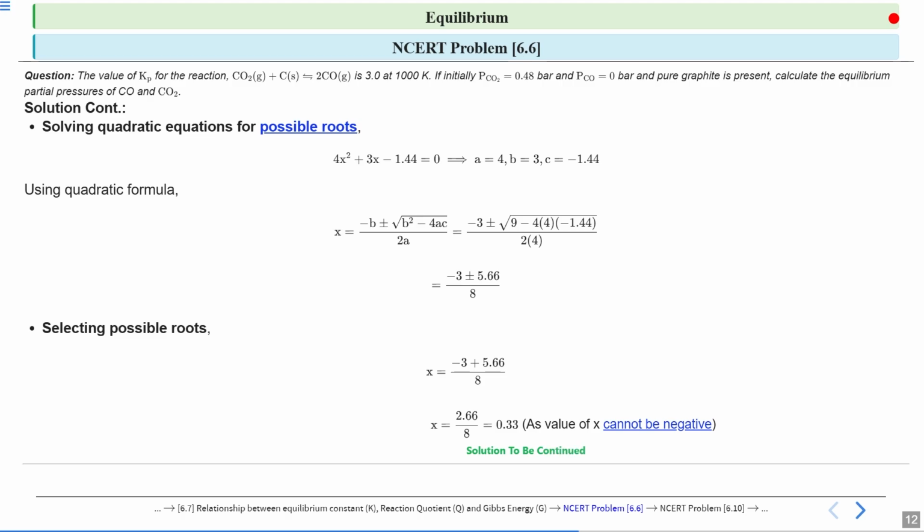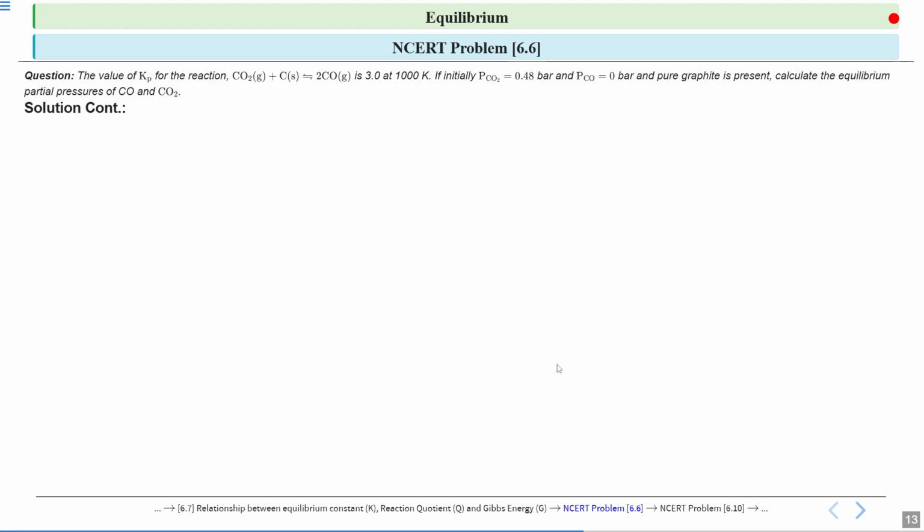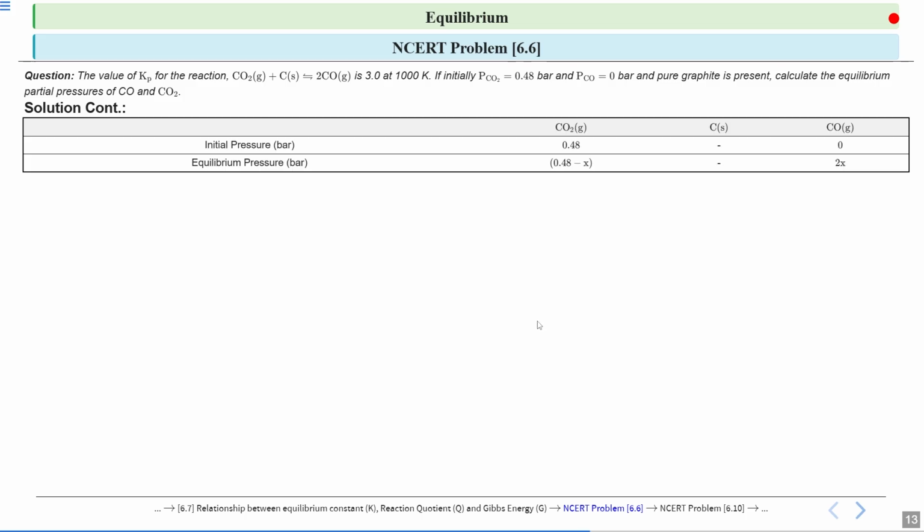Got it? Is it clear? So why are we neglecting the negative x? Because there is no product present for the backward reaction, as carbon monoxide has 0 bar pressure. So we will further calculate the required thing because now you have only calculated this change. If you look at this table, you will easily find how to calculate the partial pressure of CO2 at equilibrium and CO. You just have to put this value of x in these two forms. So let's do this.